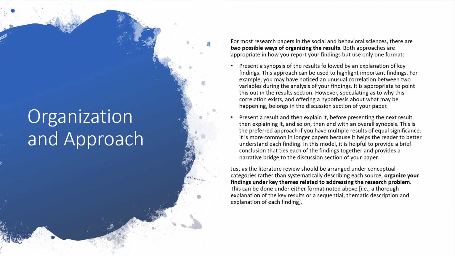Just as a literature review should be arranged under conceptual categories rather than systematically describing each source, organize your findings under key themes related to addressing the research problem, right? So hopefully you're going to see this alignment as you're working, where your literature review has themes. Those themes are tied to your research questions and your purpose statement, and those things are then tied to your methodology, and then those things are answered in your results, right? So we see this coherence, that is the things that go together, that relate logically, right?